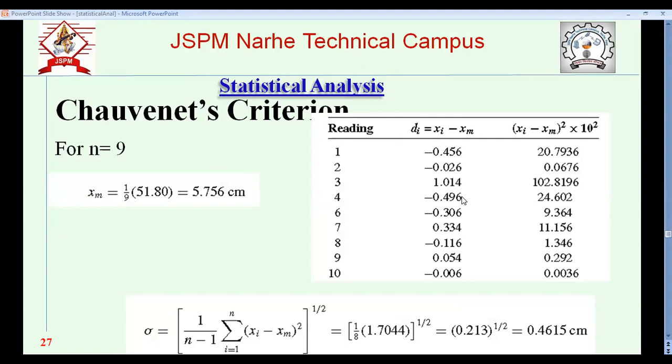Once we reject that reading, the benefit you get is that your value of sigma will be reduced, because sigma ultimately gives the error. The error getting reduced means you get more confidence in your experiments.